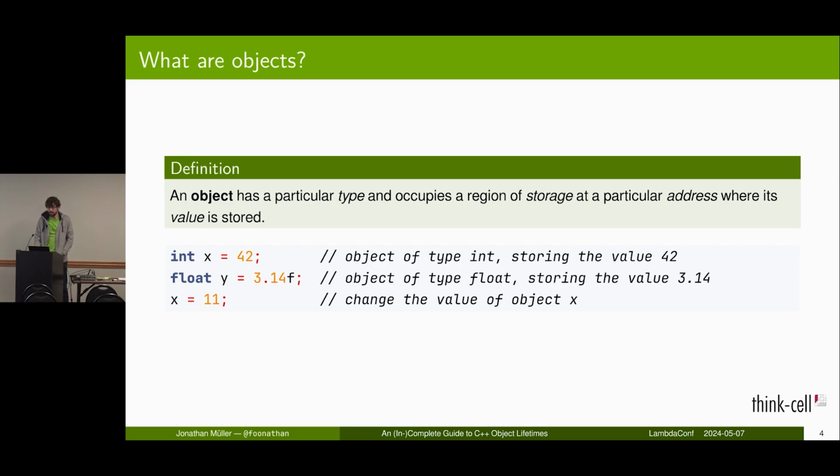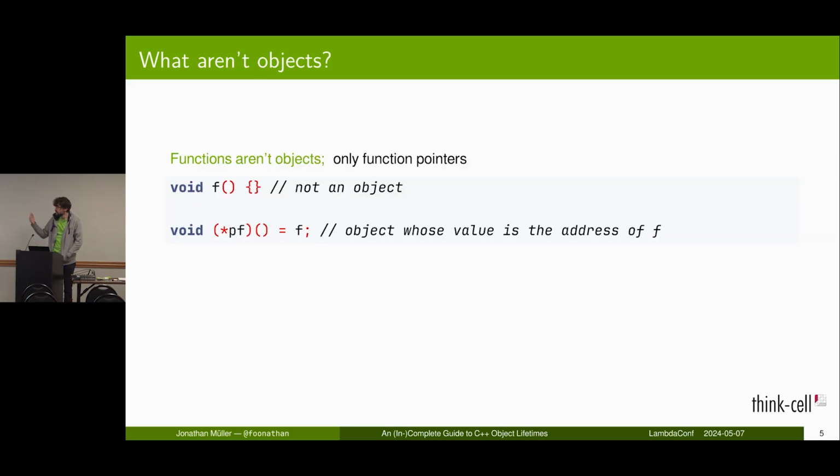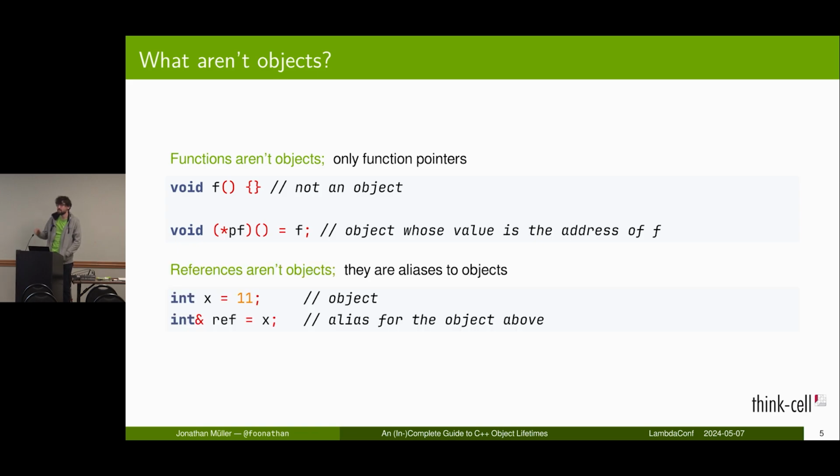And almost everything is an object, except for two things. Functions. Functions aren't objects. Even though functions occupy physical storage in your computer, they're not considered objects. Only function pointers themselves are objects. And when you use a function, it converts to a function pointer, which is a value which can then be stored in an object. But a function on its own isn't an object. Also, references aren't objects. References are aliases to other objects. So here we have one object x and then one alias ref. And ref is just another name for x. And they share all the same properties.